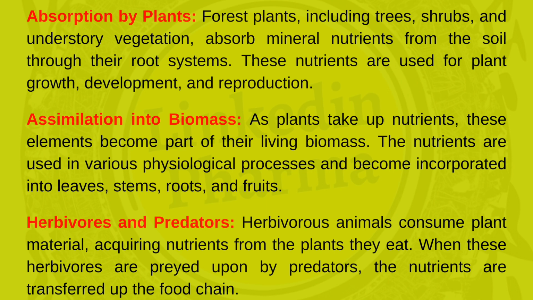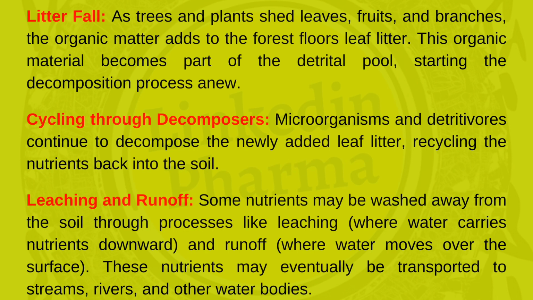Herbivores and predators. Herbivorous animals consume plant material, acquiring nutrients from the plants they eat. When these herbivores are preyed upon by predators, the nutrients are transferred up the food chain. Litter fall. As trees and plants shed leaves, fruits, and branches, the organic matter adds to the forest floor's leaf litter. This organic material becomes part of the detrital pool, starting the decomposition process anew.